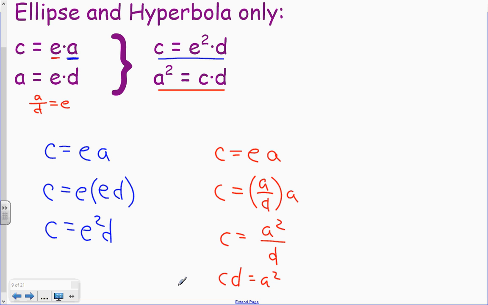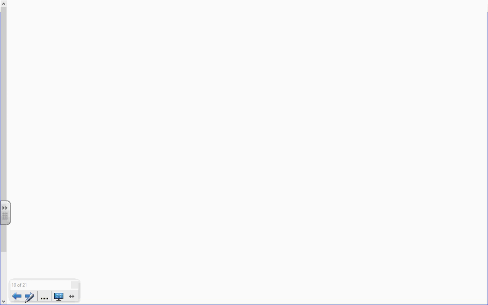Okay, so those two will be helpful, depending on what information you're given in the problem, to help us find the equation of our conic. All right, that is the end of the first part of section 10-5.